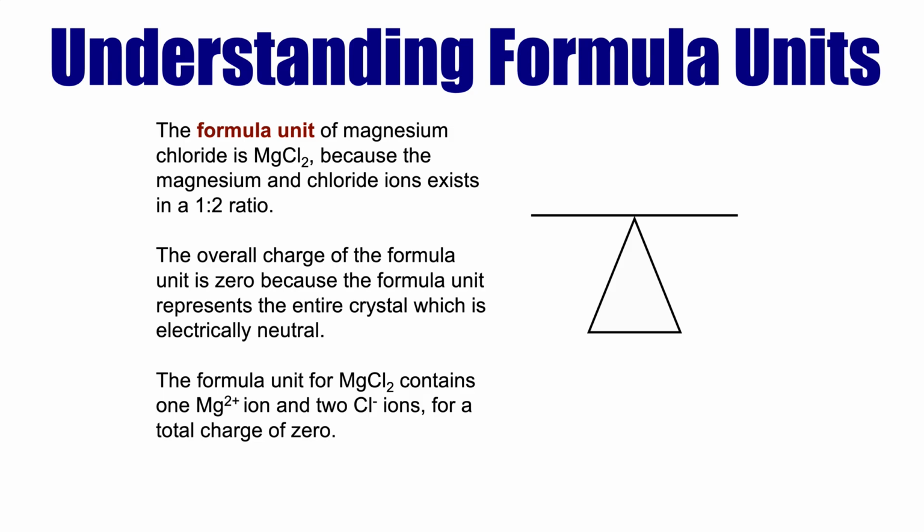Let's look at another example. So we have the formula unit for magnesium chloride is MgCl2. What that formula unit is showing me is that for every one magnesium ion that has a charge of +2, I need 2 chlorides each with a charge of -1 in order to cancel out the total positive charge. So the formula of an ionic compound is a formula unit, and it's showing you the ratio of cation to anion needed in that lattice structure to make the compound neutral overall.